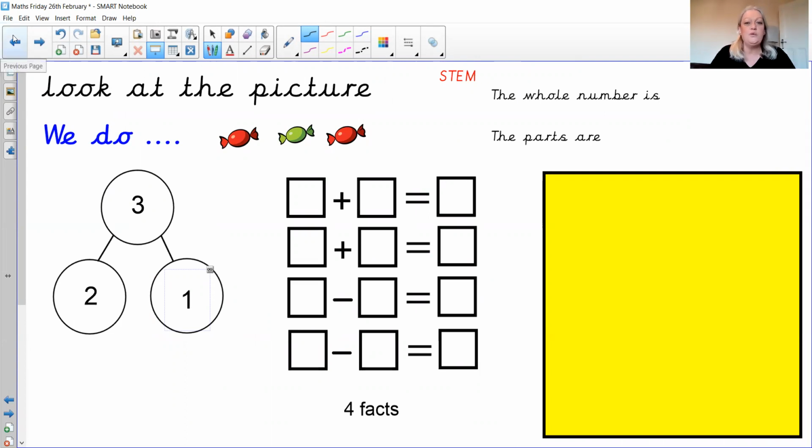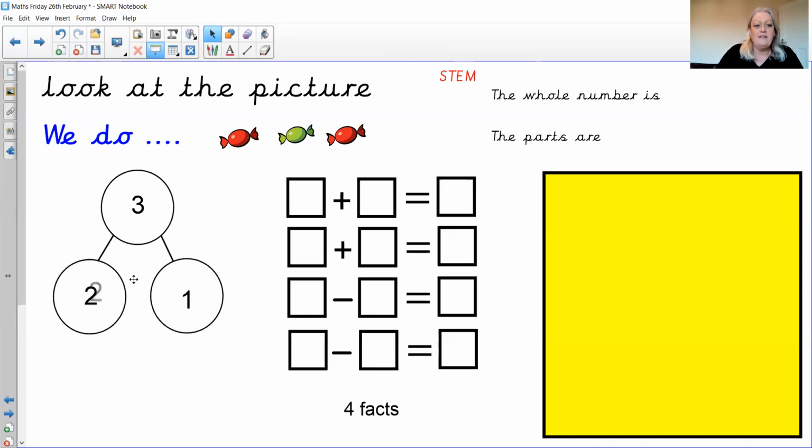So this time, how many sweets do I have? What's my whole number? That's right, it's 3. And my parts are 2 and 1. You're right. So we've got our simple addition sentences here to complete together and our simple subtraction sentences to do together. And together that will give us 4 different sentences, 4 facts.